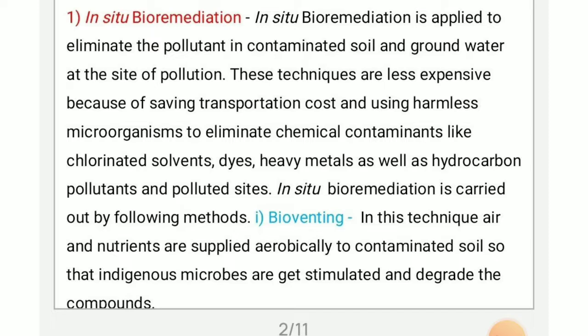In situ bioremediation is carried out by the following methods. First, bioventing. Venting directly states that there is a sort of ventilation, and that ventilation is facilitated with the help of air.